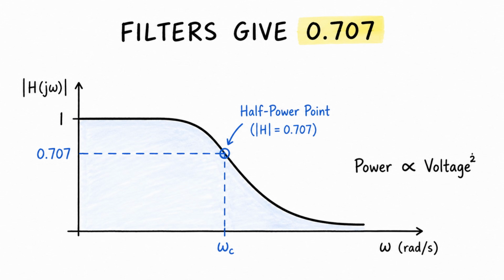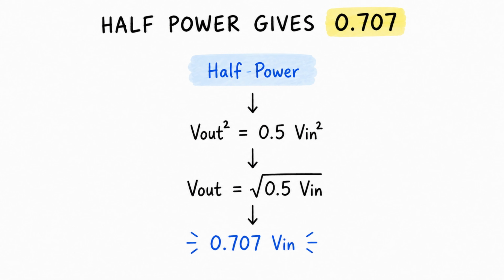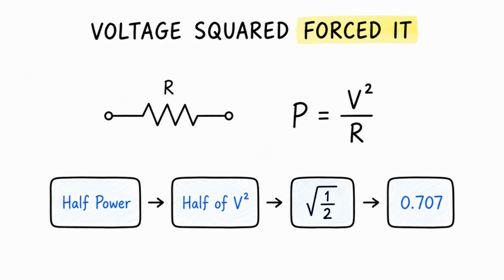In filter bandwidth, 0.707 enters through the half power definition. Power is proportional to voltage squared. Half power means half of voltage squared. Taking the square root to find the voltage ratio gives the square root of 1/2, which is 0.707. The relationship between power and the square of voltage forced it in.